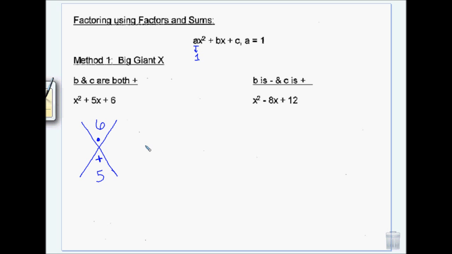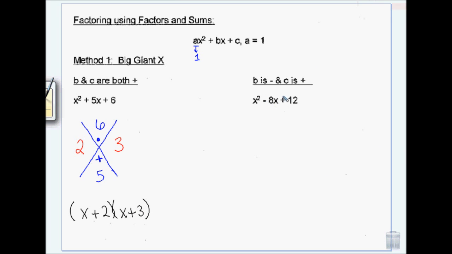Things that multiply to make 6 are 1 and 6 or 2 and 3. So I'm looking for the 2 numbers that when I multiply them, they make 6, but when I add them, they make 5. So the numbers I'm looking for are 2 and 3. And they're going to both be positive because everything's positive. And so this is factored out as x plus 2, x plus 3.